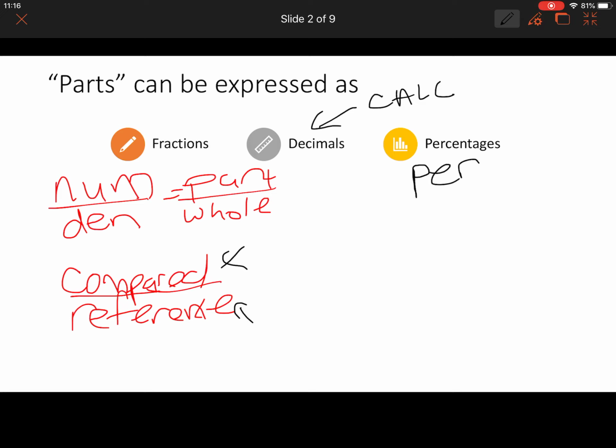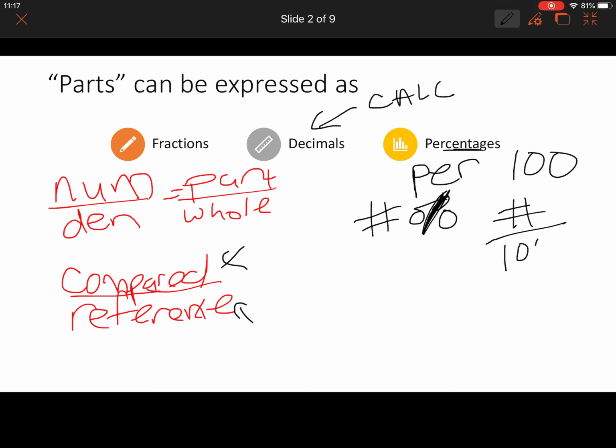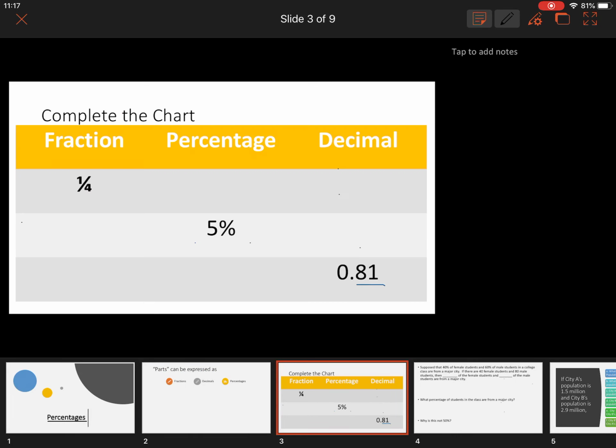So percentages mean parts per 100, right? The number cent means 100. So we tend to write it with that percentage sign. Whoops, that's a terrible percentage sign. Sorry. We tend to write it with that percentage sign and a number in front. And what we literally mean is that number is how many out of a standard 100 that is. So this could be converted from a fraction, or it could be found by getting a decimal and then rounding.